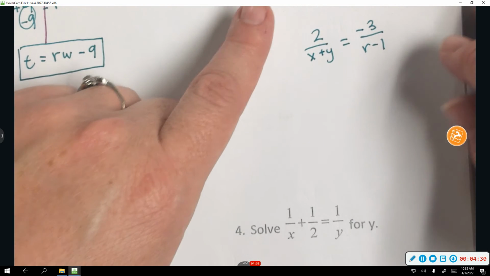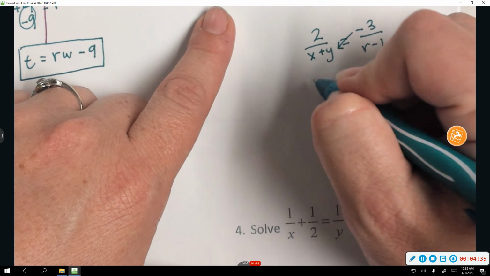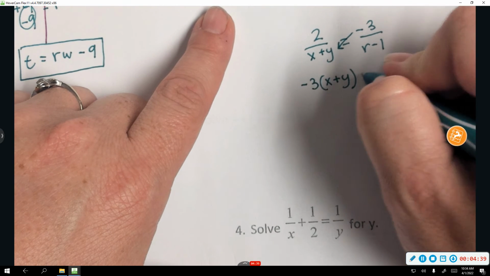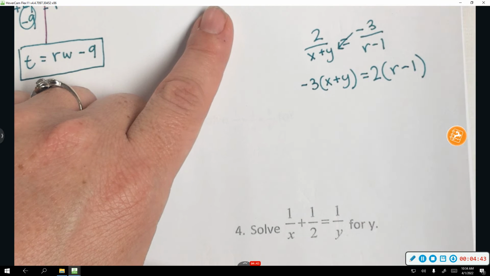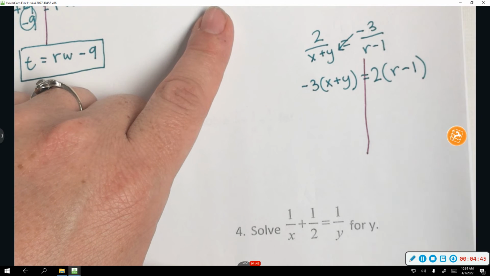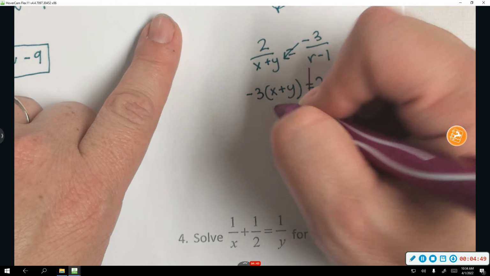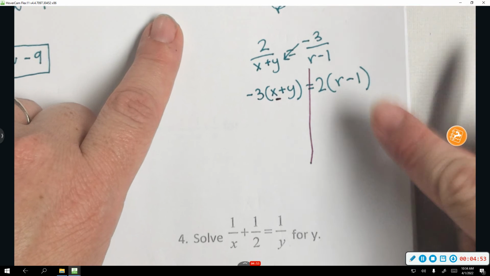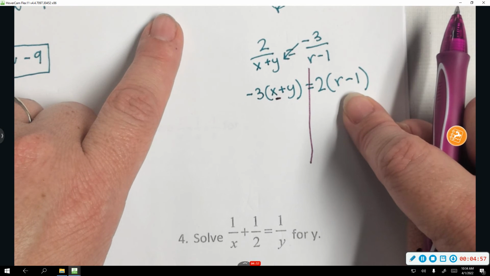And now how would I get rid of the fractions? Cross multiply. So I have negative 3 times x plus y equals 2 times r minus 1. Now what am I solving for? X. Is that in one spot or multiple spots? 1. So the nice thing is we don't care if this side becomes a fraction now because there's not an x on that side, so it doesn't matter.